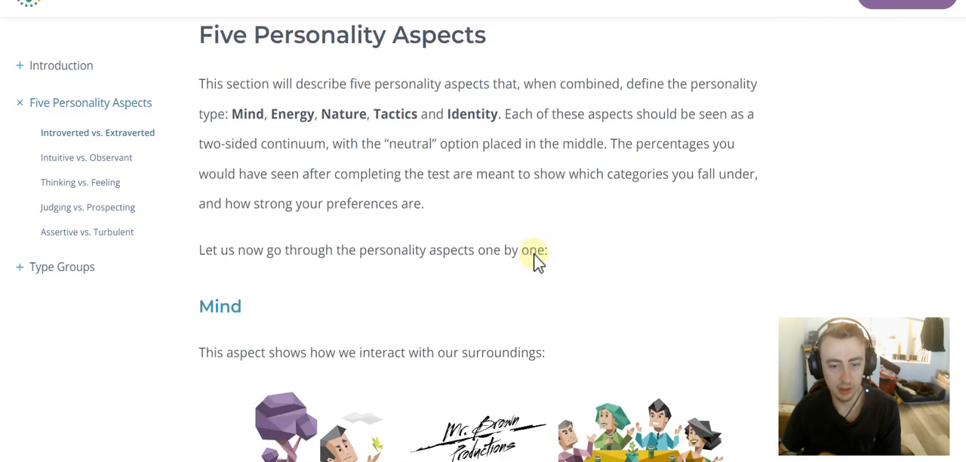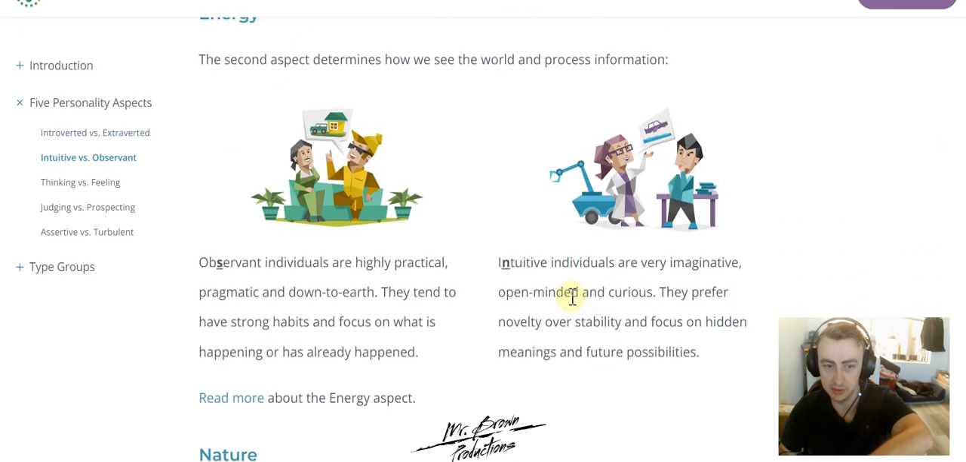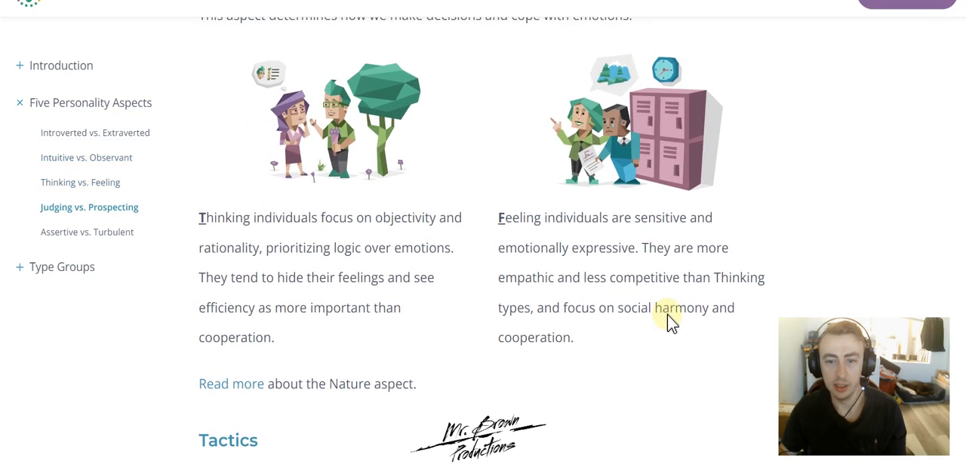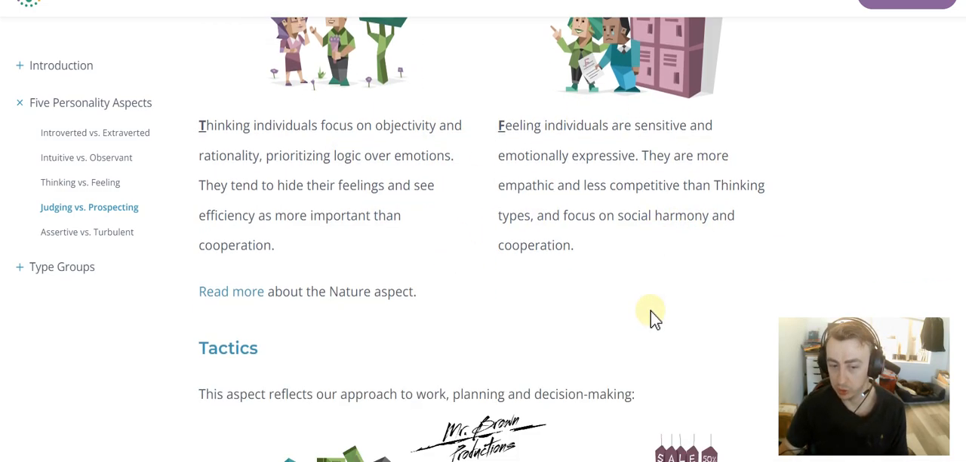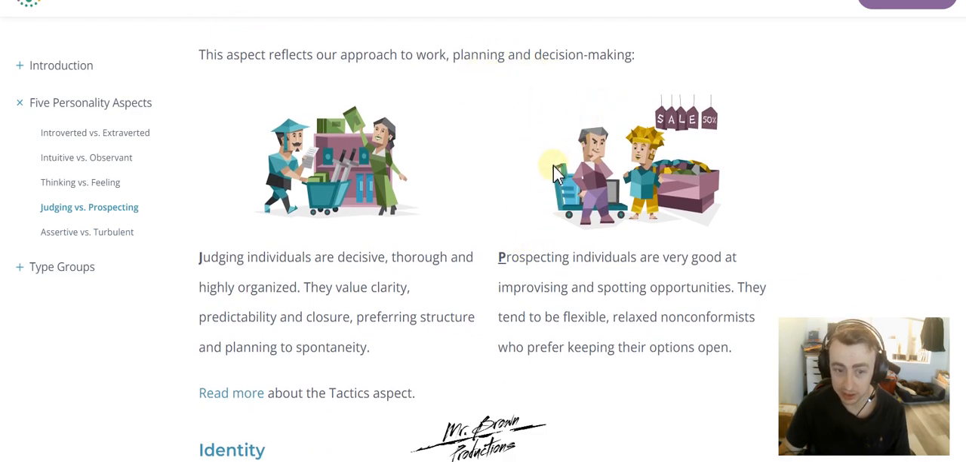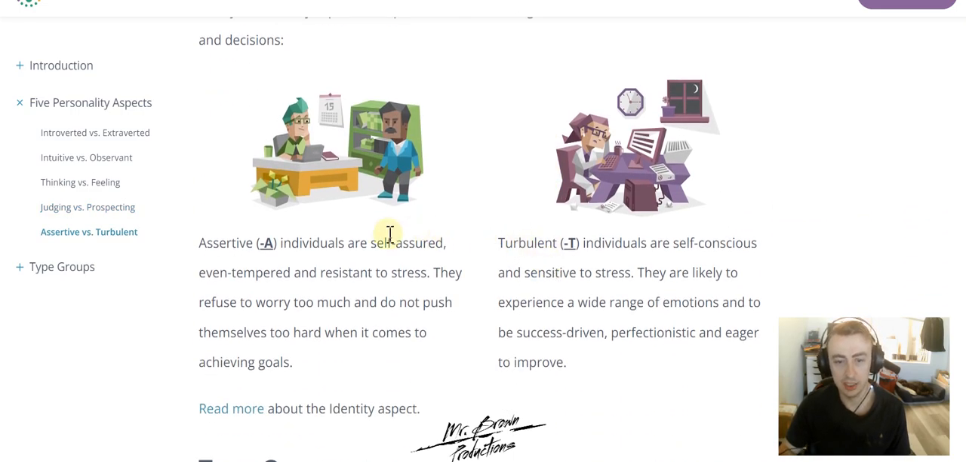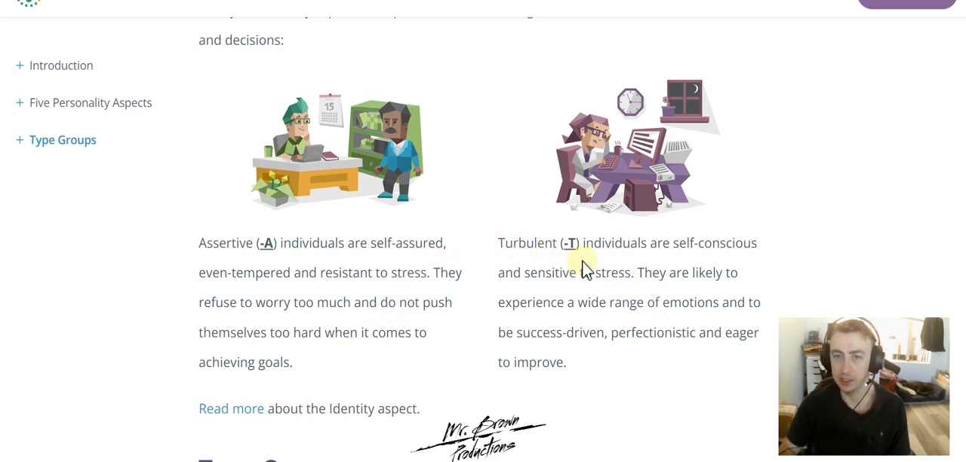So this idea that my personality type is more the extroverted individual. What was the next one? N, meaning I'm more intuitive, imaginative, open-minded and curious, as opposed to more pragmatic and down to earth. I am more of a feeling person than I am thinking, so I'm more emotionally expressive and empathetic to others, as opposed to being more rational. That's not to say that you don't have other elements of this, but it's talking about what you're more likely to lean towards. In terms of my decision making, I'm very decisive, thorough and organised, as opposed to being flexible, non-conformist and liking to keep my options open. I really do like to know what I'm doing and when I'm doing it. And then that last one being assertive instead of turbulent. I'm more self-assured, even-tempered, resistant to stress than I am sensitive to stress.